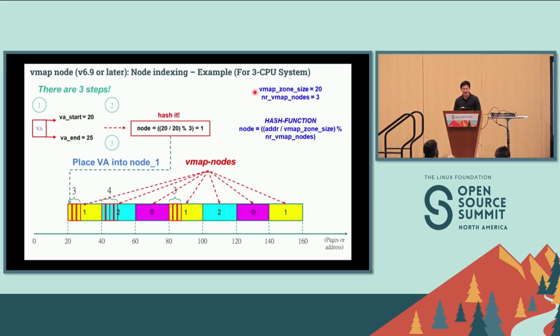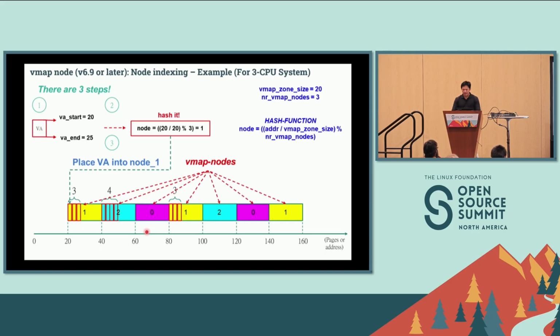So 20 means that each node can span 20 pages, and the next node can span another 20 pages. For example, node number 0 can span 20 pages, starting from page number 0 to 19. For node number 1, as shown here, it spans 20 pages, starting from page 20 to 39. For node 2, it spans 20 pages, starting from page number 40 to 59.